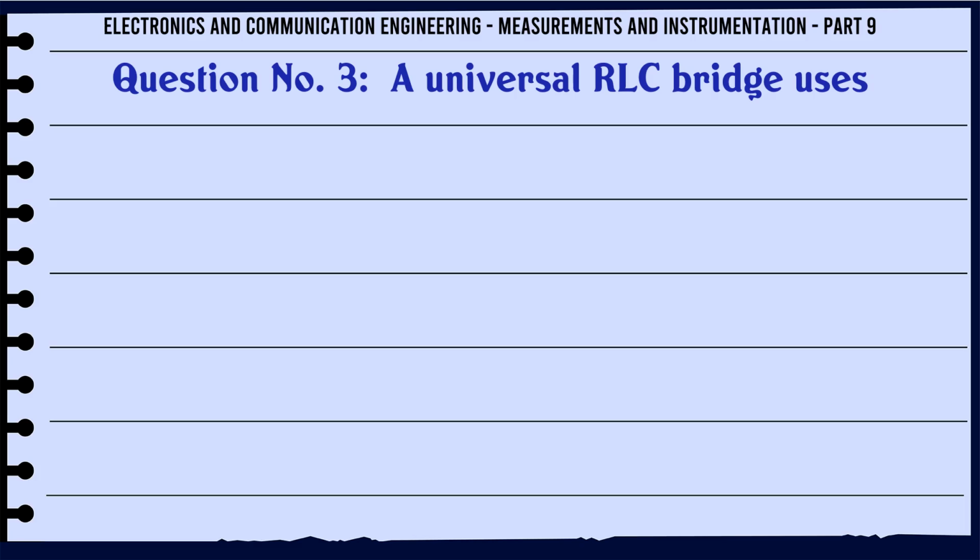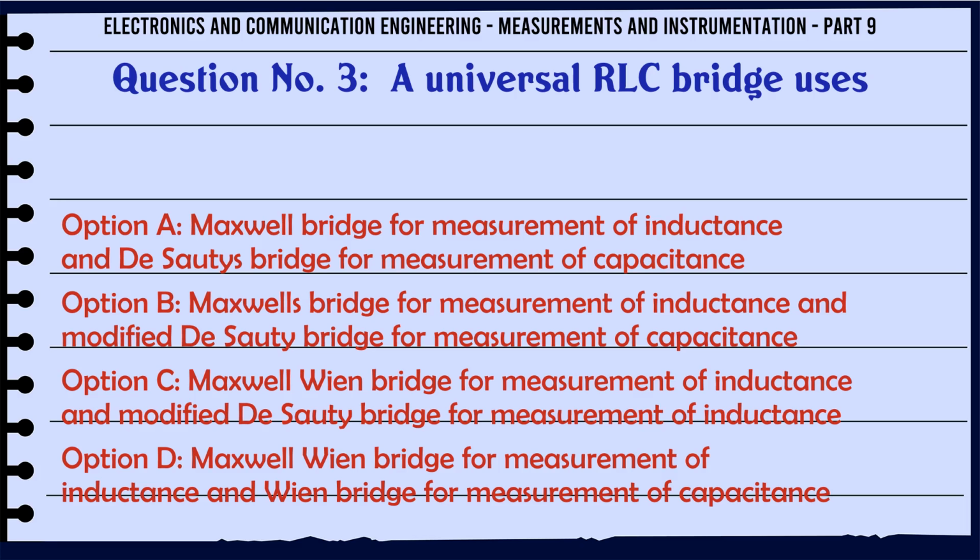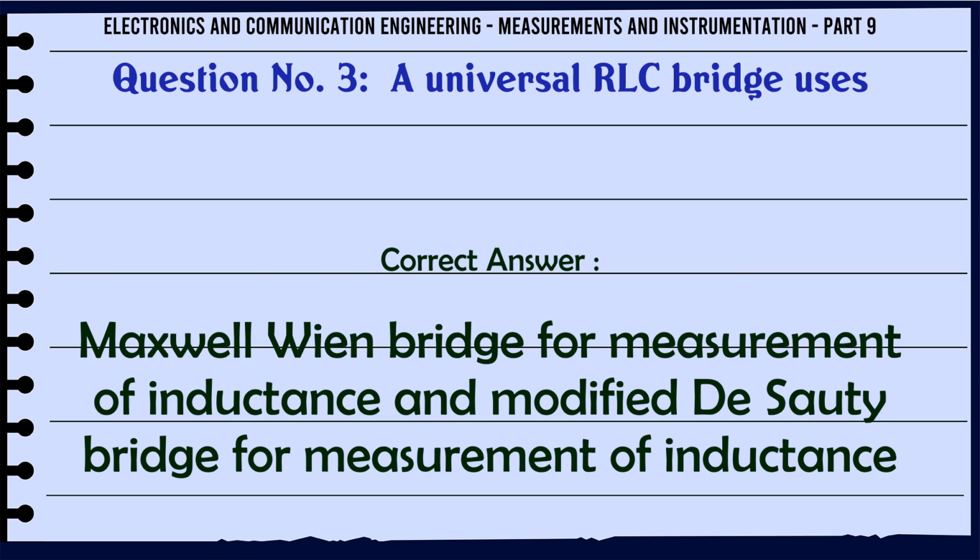A universal RLC bridge uses: A, Maxwell bridge for measurement of inductance and Owen bridge for measurement of capacitance; B, Maxwell's bridge for measurement of inductance and modified Owen bridge for measurement of capacitance; C, Maxwell-Wien bridge for measurement of inductance and modified Owen bridge for measurement of inductance; D, Maxwell-Wien bridge for measurement of inductance and Wien bridge for measurement of capacitance. The correct answer is Maxwell-Wien bridge for measurement of inductance and modified Owen bridge for measurement of capacitance.